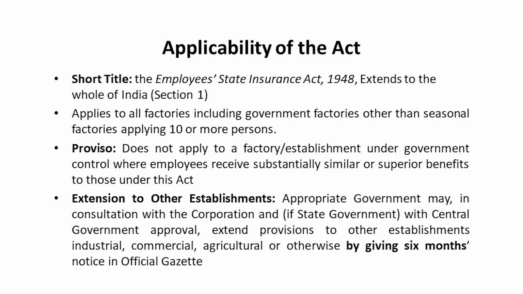When we see the applicability of this act, it is applicable to factories, including government factories, other than seasonal factories, where they are employing 10 or more persons. It can be extended to other establishments where the appropriate government, after consultation with the corporation or with the state government, if the central government gives approval, can extend it to other establishments. They can include industrial, commercial, agriculture or otherwise, and they would mention it in their official gazette. After giving notice, before including it in the official gazette, they can go for the extension.